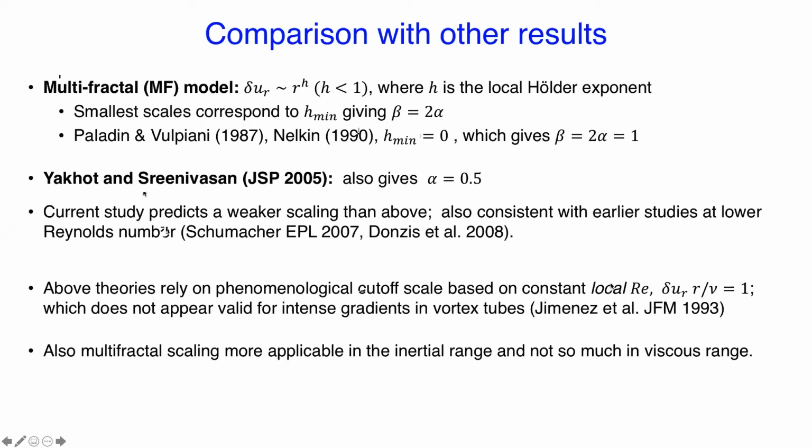And this does not really appear to be valid when we look at these intense gradients that we have studied, for example in vortex tubes, which is also consistent with the result of Jimenez from 1993. And there's another thing to consider: this multifractal scaling, basically Holder continuous, could be applied in the inertial range, but it's not really applicable in the viscous range, where the field will be continuously differentiable instead of being Holder continuous.